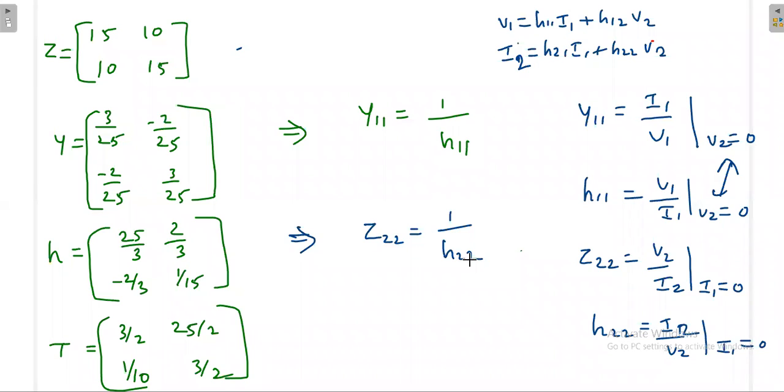Z22 is equal to 1 by H22. Because in the exam in future, they will ask questions like this. Simply they will give Z22 and ask H22. They will not give any other information. Then what is H22? You should know this relationship. Similarly, they will give Y11 and ask H11, without any other condition. For a particular network, if the Y11 value is given, then what is H11? So you should know these relationships.